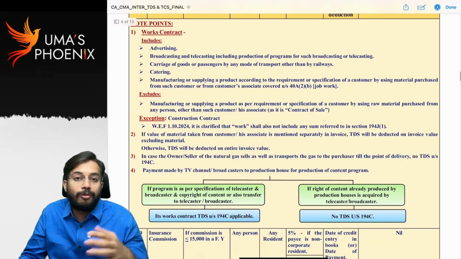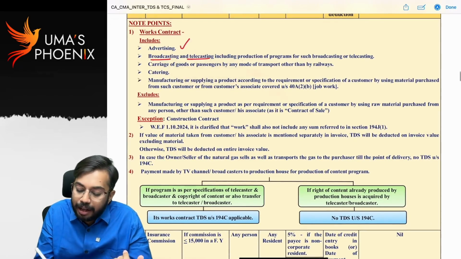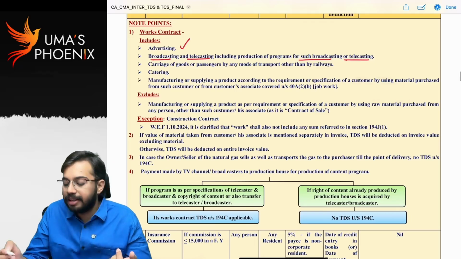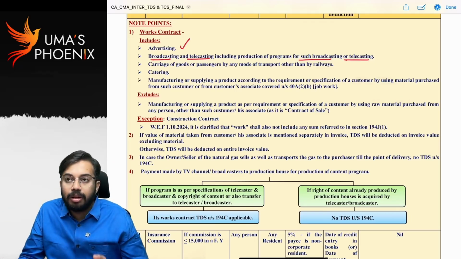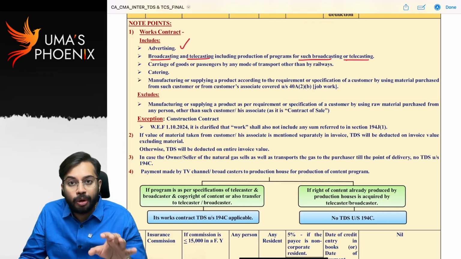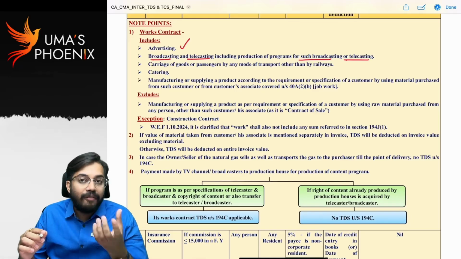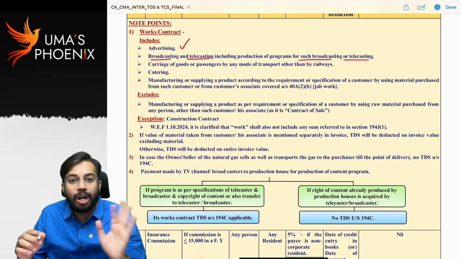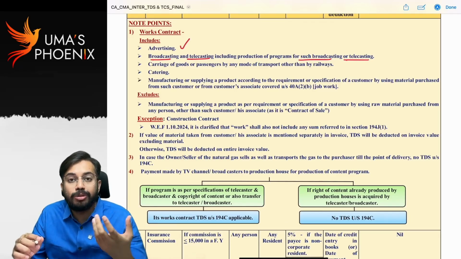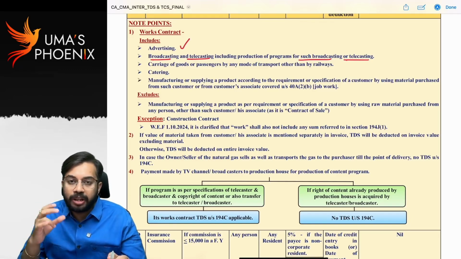Is it clear? Now, sir, what do you mean by works contract? Advertising contract, broadcasting, telecasting, including production of programs for such broadcasting or telecasting. Let's say a news channel is there, or for example, an entertainment channel is there. You know the Jabardast show. That Jabardast show is already shot by one production company. Now ETV Limited went to the production company and purchased the Jabardast show. So whenever the content is purchased, TDS is not required to be deducted under section 194C because it amounts to sale contract.